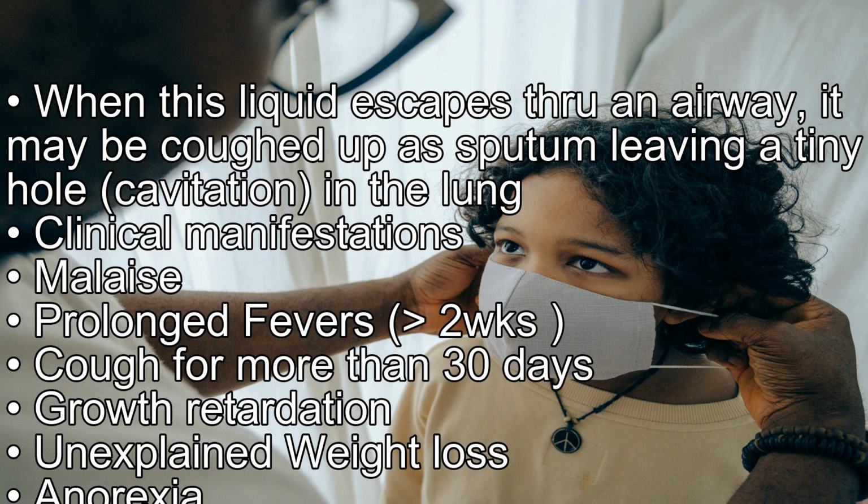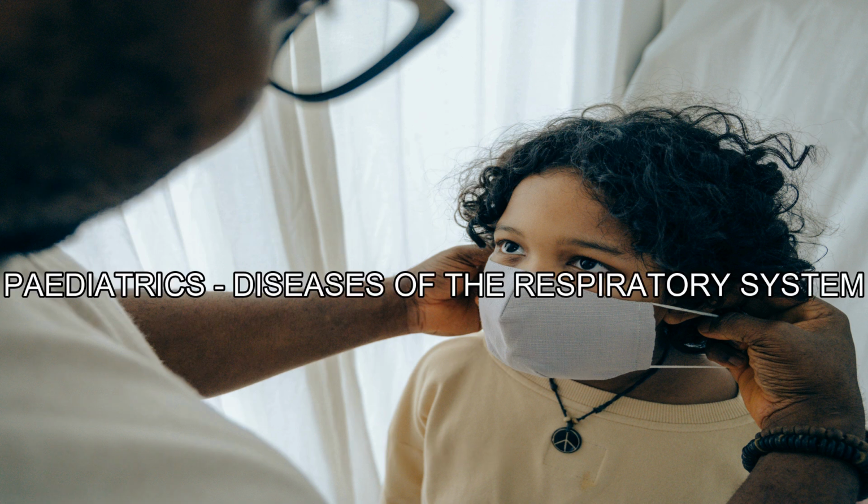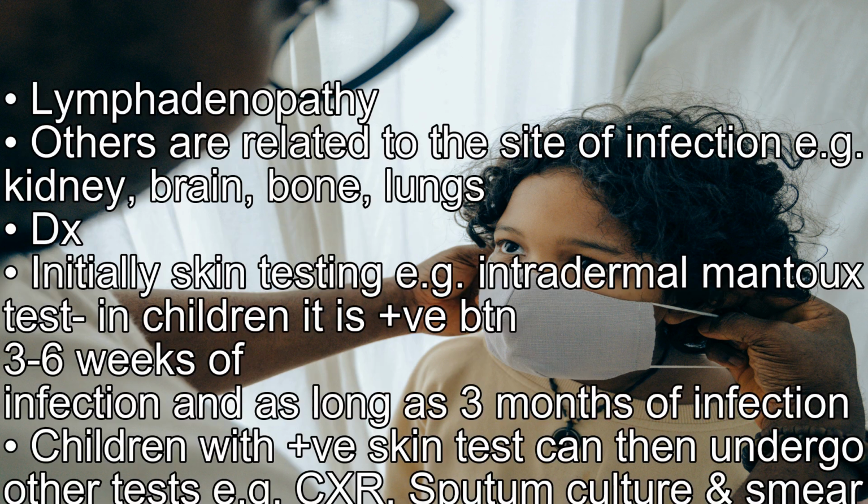When this liquid escapes through an airway, it may be coughed up as sputum, leaving a tiny hole, a cavitation, in the lung. Clinical manifestations: malaise, prolonged fever, cough for more than 30 days, growth retardation, unexplained weight loss, anorexia, lymphadenopathy. Others are related to the site of infection, e.g., kidney, brain, bone, lungs.